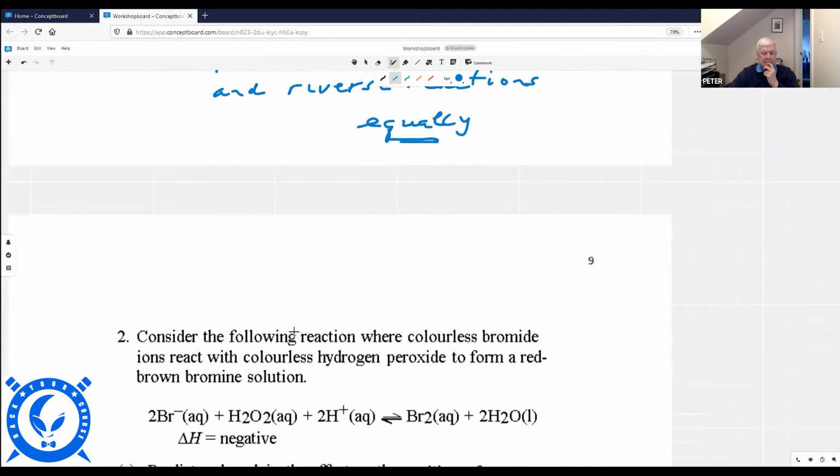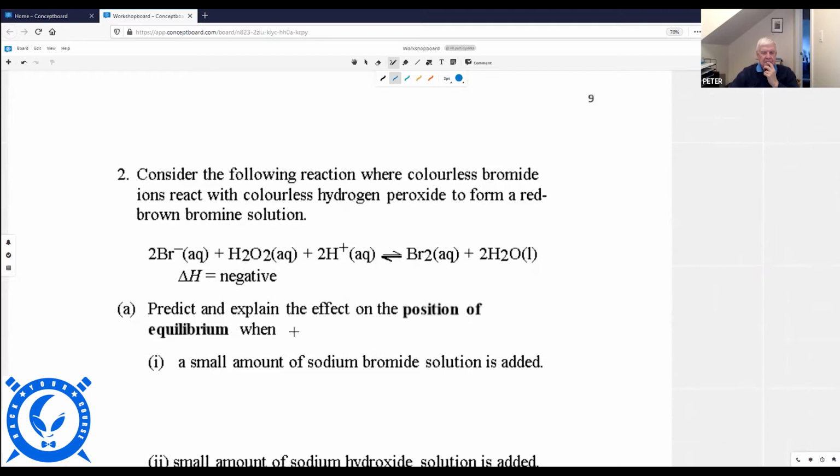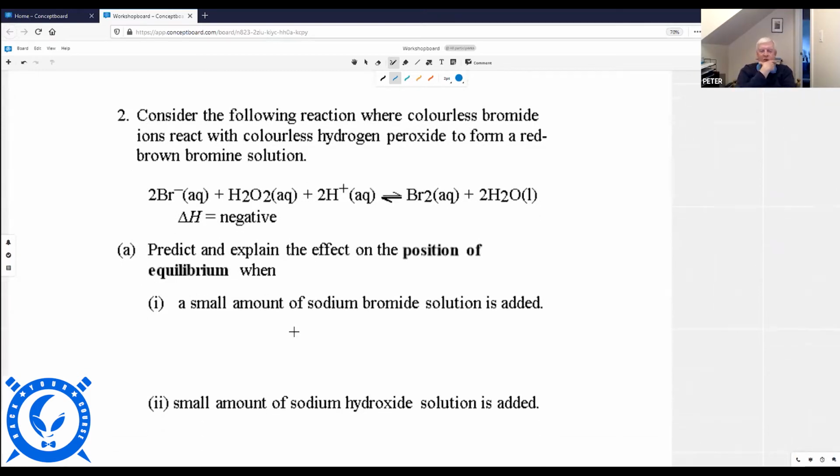Okay. Here we have a reaction between colorless bromide ions, that's Br minus, with colorless hydrogen peroxide, which is H2O2, to form a red-brown bromine solution. That's the Br2 aqueous. And you notice that delta H for this is negative. So again, this is an exothermic reaction. So the question asks you to predict and explain the effect on the position of equilibrium when you add a small amount of sodium bromide solution. Well, if you're adding a small amount of sodium bromide solution, you're putting in more reactant. You're adding Br minus. So if you add more reactant, the system has to shift to the right in order to attain equilibrium.